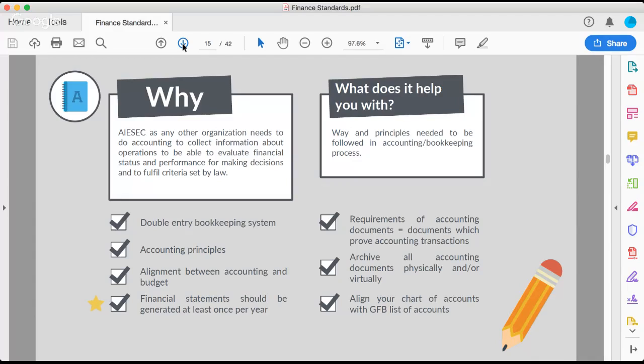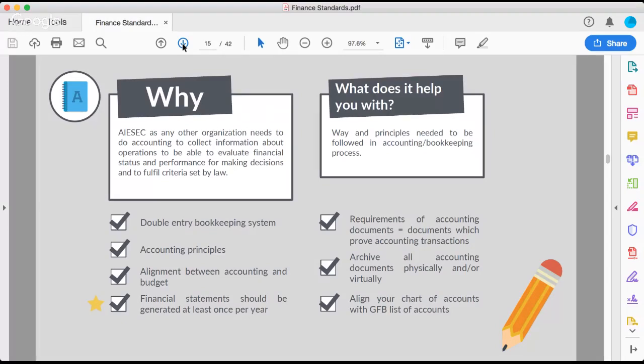and therefore may be showing numbers which are completely irrelevant. Financial statements, which are balance sheets, profit and loss statement, and a cash flow statement, should be generated at least once per year. However, we do this on a monthly basis. And yeah, it is very important that we store all this data so also our successors can follow up on this data in next years.